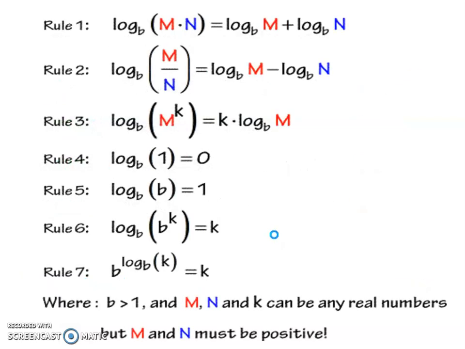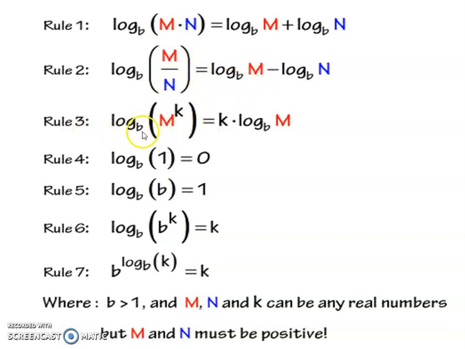Let us start with some of our rules to revise once again. Rule 1: log m into n to the base b, meaning any base, is log m to the base b plus log n to the base b. Which law is that? Product law. Yes, that's right. Rule 2: log m upon n to the base b is equal to log m to the base b minus log n to the base b. Which law is that? Yes, right, that is the quotient law. Okay.